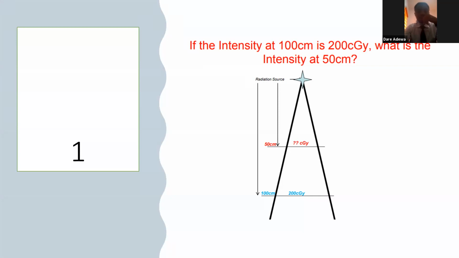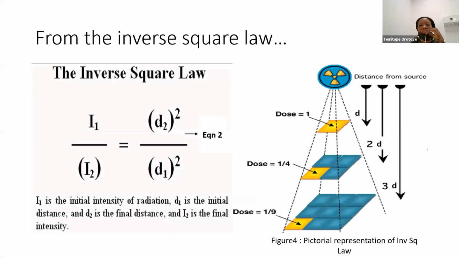It says the intensity at 100 centimeter is 200 centigrade. What is the intensity at 50 centimeter? This is a question under inverse square law. So use the formula as you have seen from the presentation, then you send in your answer. Your time starts now.